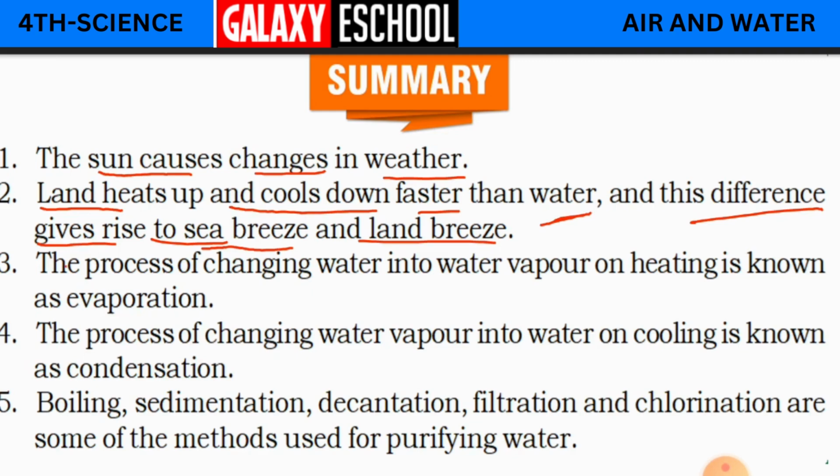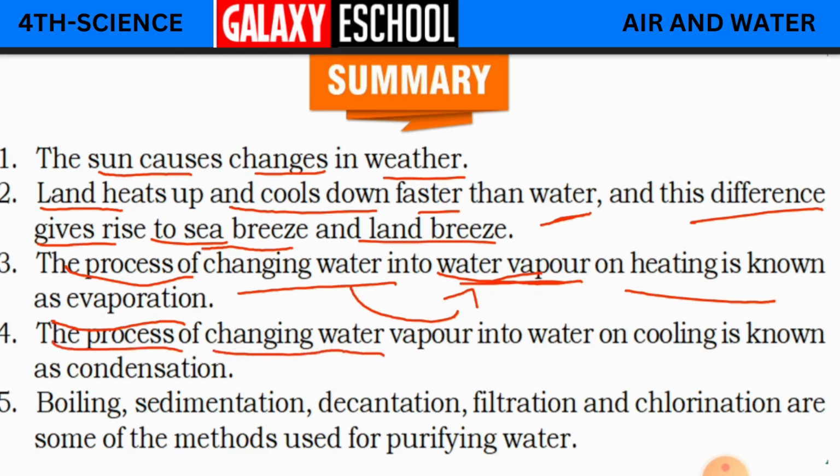And the third one is the process of changing water into water vapor on heating is known as evaporation. What is evaporation? When water is heated, what do you get? That water becomes water vapor. This process of changing is known as evaporation. Okay, children. The fourth one is the process of changing water vapor into water on cooling is known as condensation.